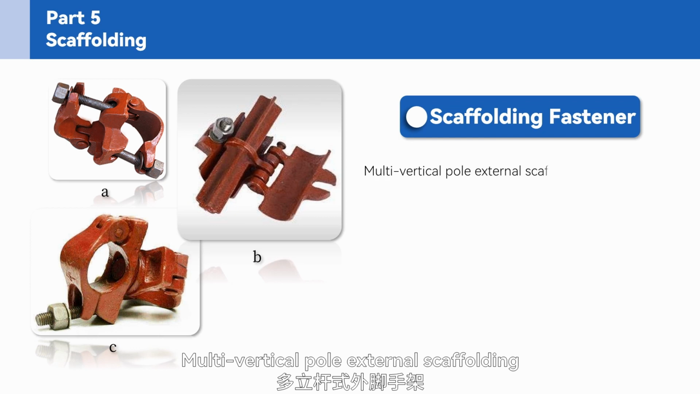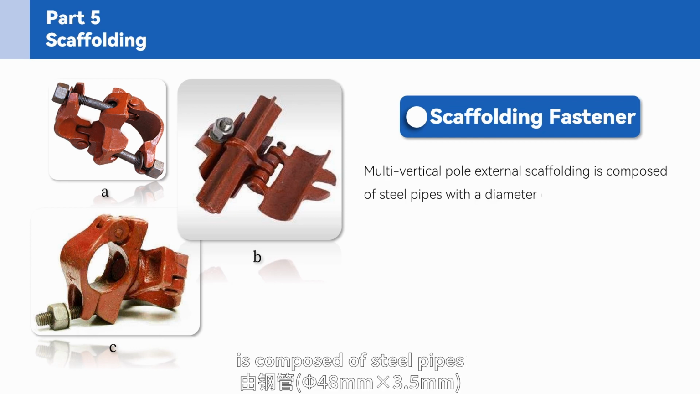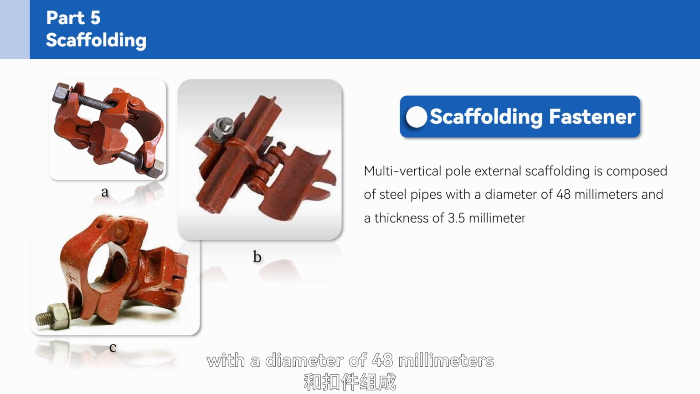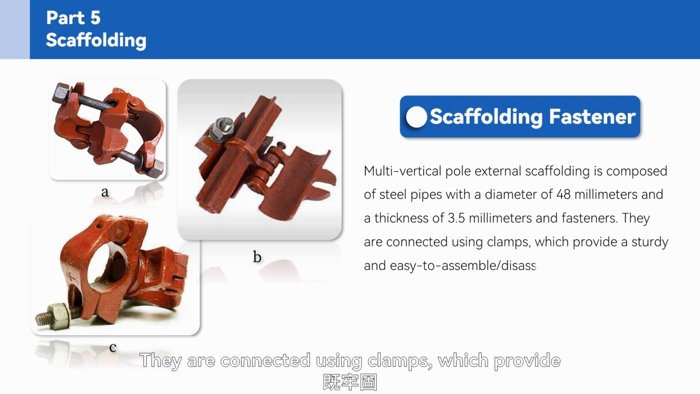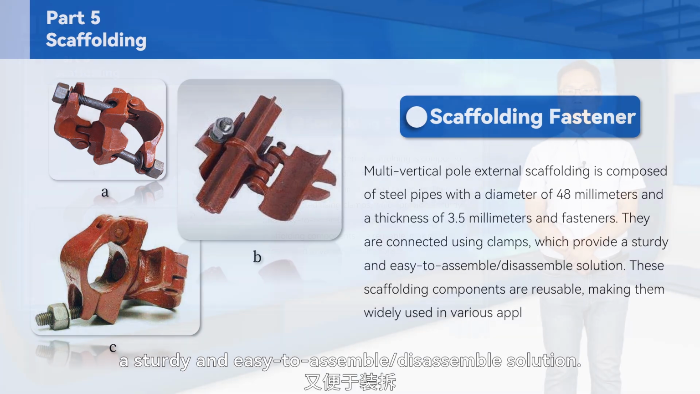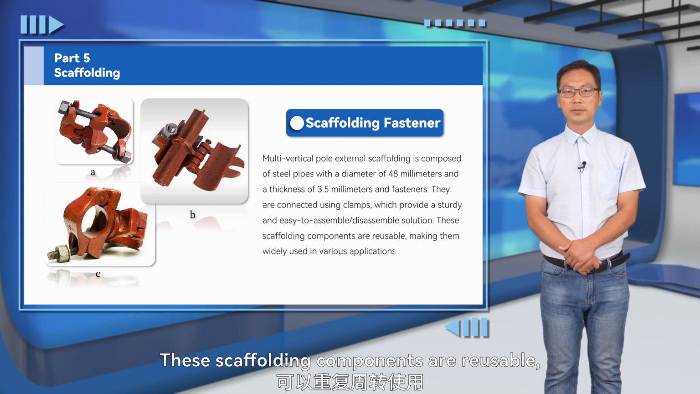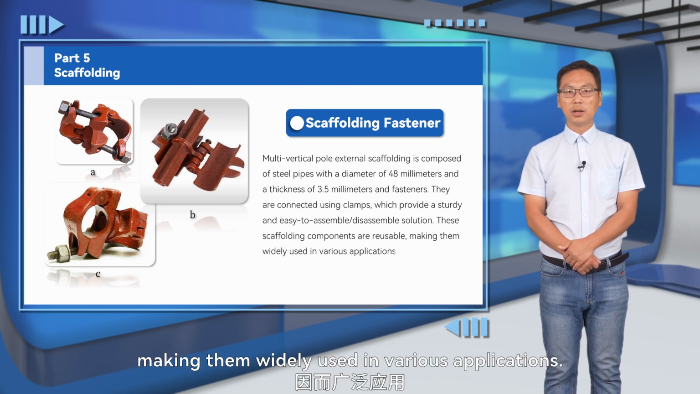Scaffolding fastener. Multi-vertical pole external scaffolding is composed of steel pipes with a diameter of 48 mm and a thickness of 3.5 mm and fasteners. They are connected using clamps, which provide a sturdy and easy to assemble or disassemble solution. These scaffolding components are reusable, making them widely used in various applications.